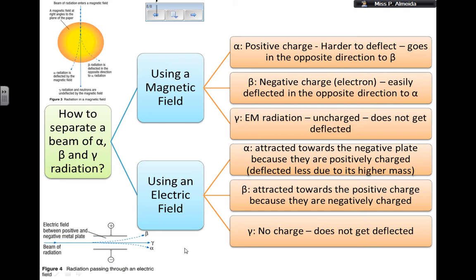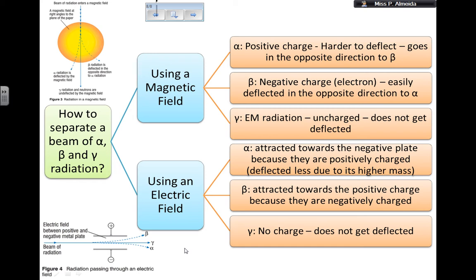So how does it work? Alpha has a positive charge and is harder to deflect, but it goes in the opposite direction to beta. Beta has a negative charge because it's a fast-moving electron, so it is easily deflected in the opposite direction to alpha, and it is easily deflected because it has a smaller mass. Gamma is electromagnetic radiation, is uncharged, so it does not get deflected.